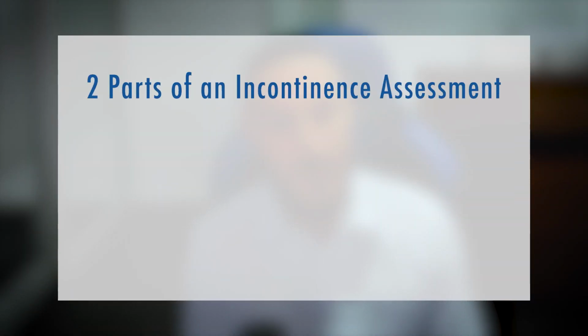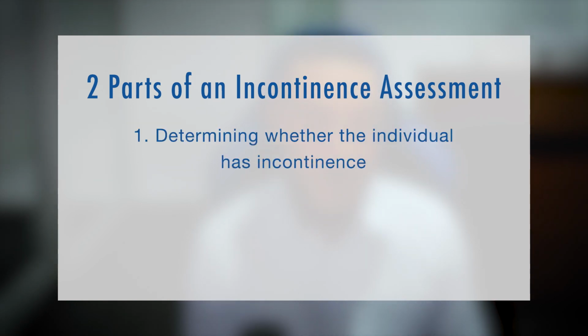From the 1st of April this year, there's going to be another 6 indicators, and we're just going to go through the basics of one of the new indicators, the first one up on the list, which is incontinence care. We're looking at 2 parts of an assessment against an individual. First, we're looking at whether the individual has incontinence or not.